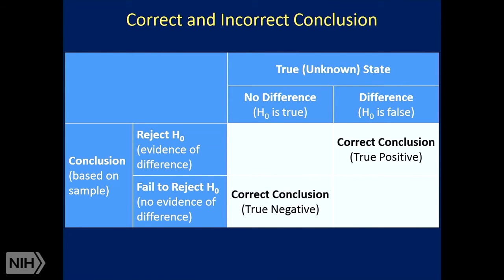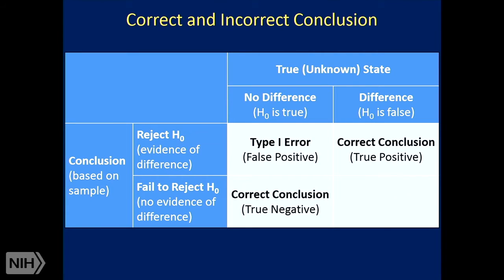Or another way of making a correct conclusion is we fail to reject H0. We say there is no evidence of a difference, when in fact there is no difference. So we fail to reject H0 when actually H0 is true. So we're making a correct conclusion. We call it a true negative. Because it's negative, no difference, and it's true. Okay? So far, so good? Okay.